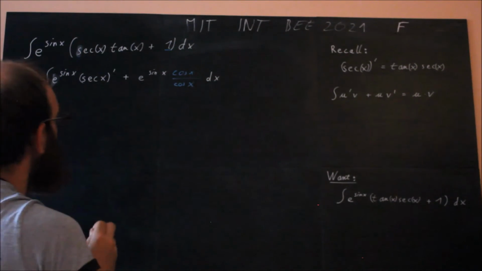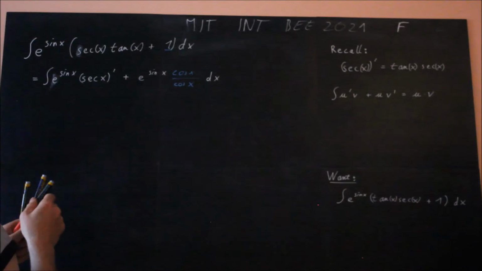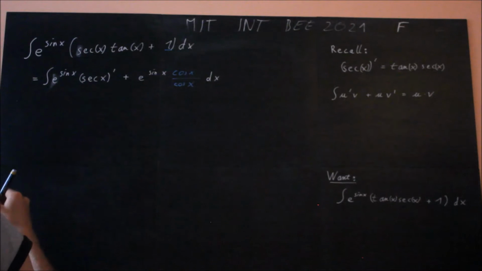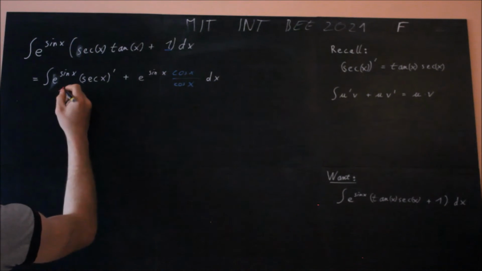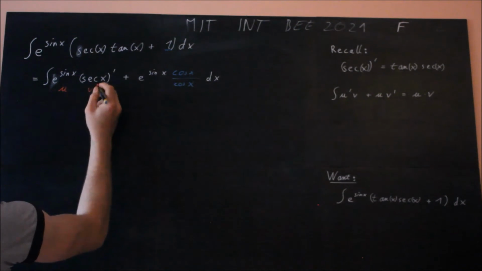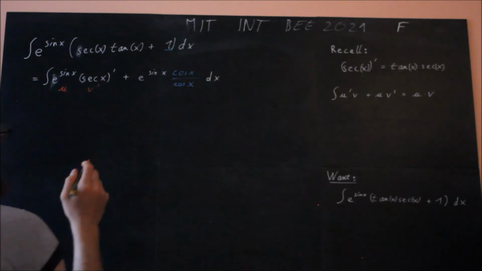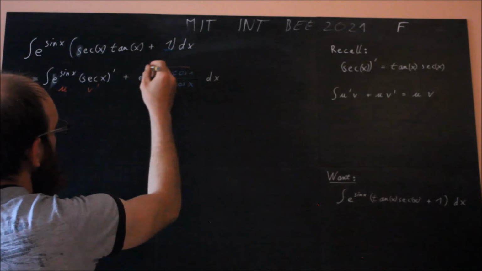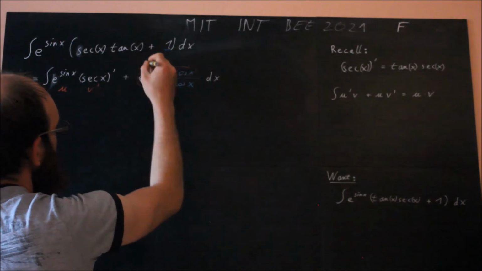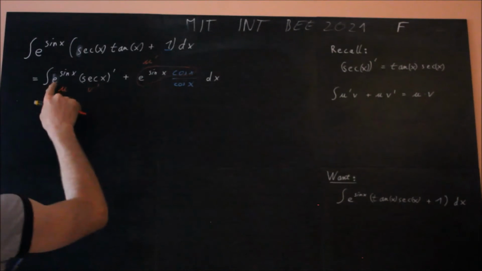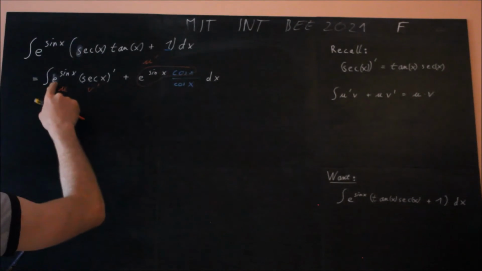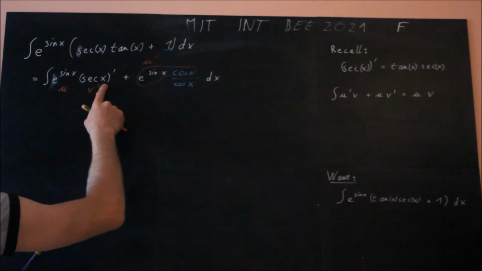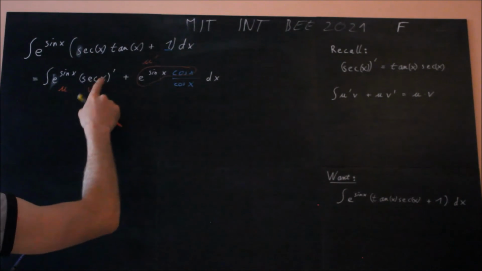And why do we do this? Now if we take a close look, here we have e to the sine is u, v prime, and here we have u prime. This part is u prime. So u is e to the sine, u prime is e to the sine times cosine, and the integral of this secant.